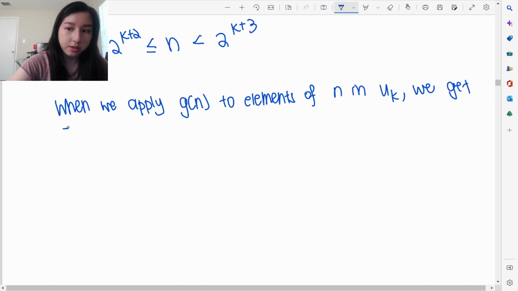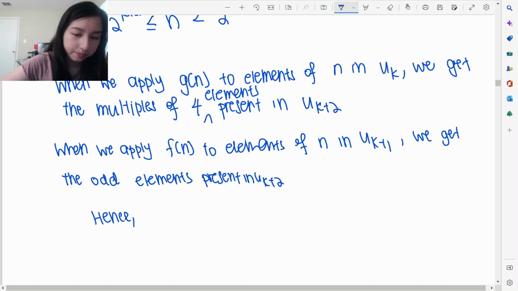When we apply Fn to elements of n in UK plus 1, we get the odd elements present in UK plus 2. Hence, UK plus 2 must equal UK, which is all the multiples of 4, plus UK plus 1, which will give you all the odd numbers.